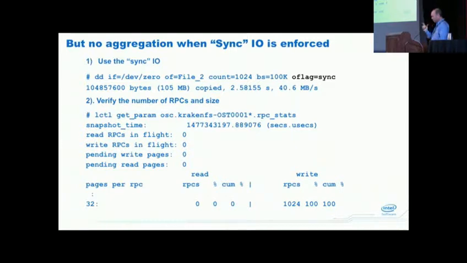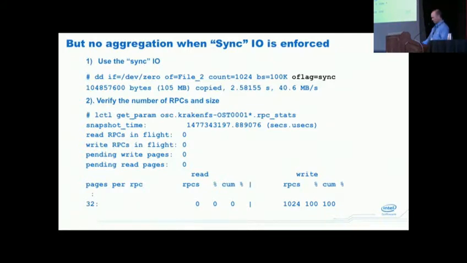If you want to stop that aggregation for some reason, this is just an example of using the sync flag on dd, and it shows that we're actually doing 1024 writes of 100K, and that's represented in the bottom distribution, 32 pages, 1024 RPCs.